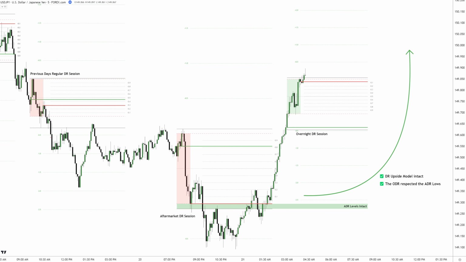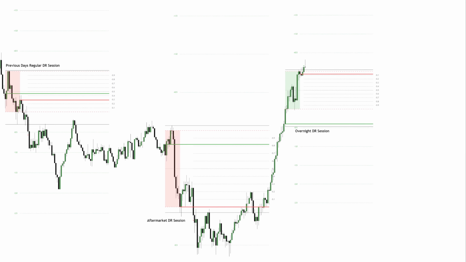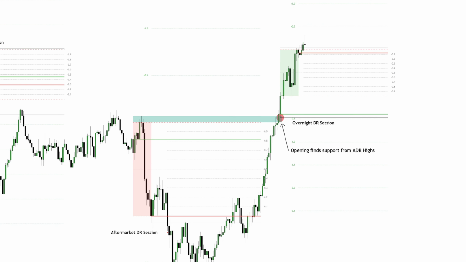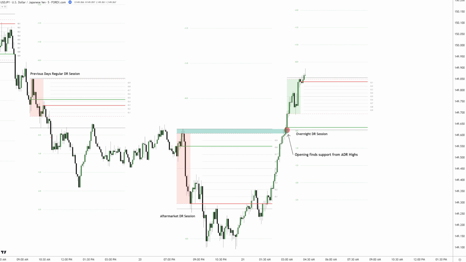Starting with the relationship between the aftermarket and overnight DR session, we see a DR upside model intact, which sets the tone for a potential long setup. The opening of the overnight DR session found support from the ADR highs and closed as a green DR box with a long confirmation shortly after.